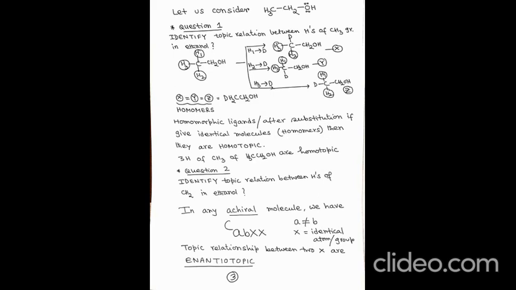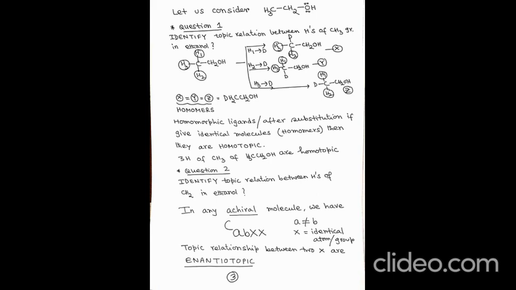Now let us consider ethyl alcohol, and at the first step we are trying to find out the topic relationship among the 3 hydrogens of CH3 of ethyl alcohol. As we have learned in the previous case, all the 3 hydrogens of the methyl group, one after another, should be replaced by another ligand. In this case we are replacing these hydrogens, which are labeled as H1, H2, H3, one after another by the heavier isotope deuterium. And after replacing, we are getting 3 molecules, which we have labeled as X, Y and Z.